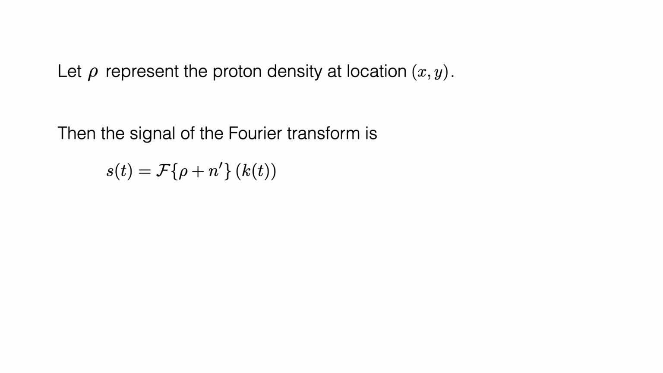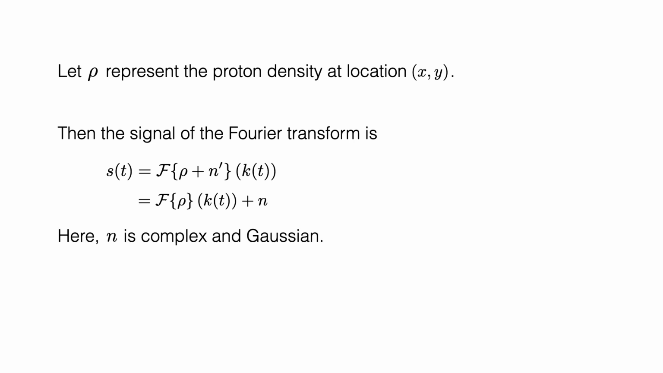Since the Fourier transform is linear, we can distribute across the sum, and because the Fourier transform of a Gaussian is a Gaussian, we end up with this expression here where n is equal to the Fourier transform of n prime. And here n is complex and Gaussian, that is, the real and imaginary parts are each Gaussian. The signal-to-noise ratio is defined as the magnitude of the signal divided by the standard deviation of the noise.